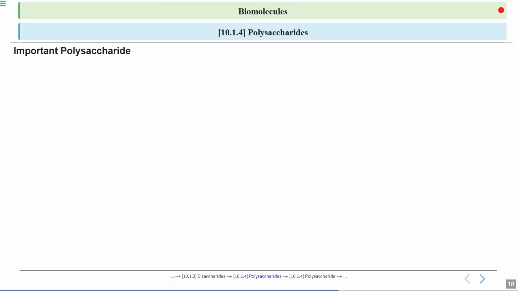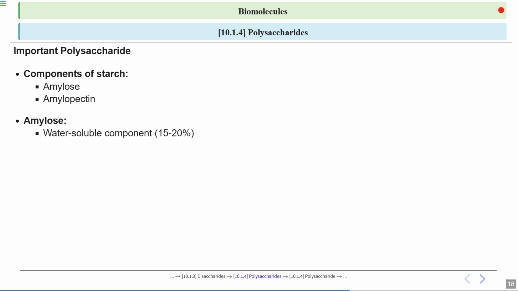Continuing to important polysaccharides, we will see the components of starch. Starch has two main components. First is amylose, and the second component is amylopectin. It is important because in many exams it is asked about the components of starch. So you should know it is amylose and amylopectin.